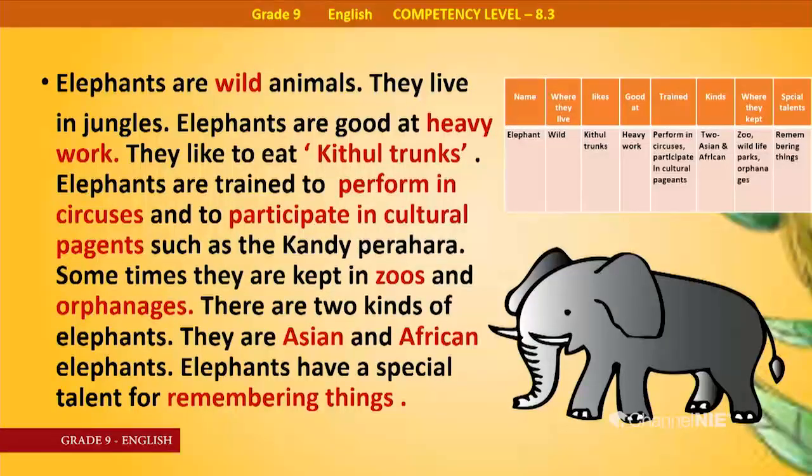Elephants are wild animals. They live in jungles. Elephants are good at heavy work. They like to eat kitul trunks. Elephants are trained to perform in circuses and to participate in cultural pageants such as the Kandy Perahera. Sometimes they are kept in zoos and orphanages. There are two kinds of elephants. They are Asian and African elephants. Elephants have a special talent for remembering things.